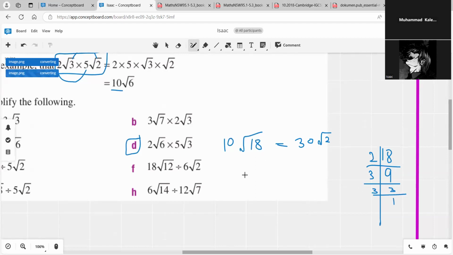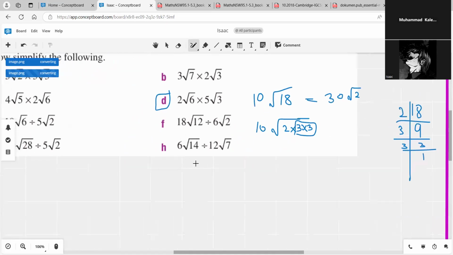So 18 can be written as, I'm just changing its format, 2 times 3 times 3. Right? So the 3, this square will be taken outside the square root. So 10 times 3 will be 30, 30 root 2. So I did it directly here. I hope now you understand it. Do you? Okay, let's solve the H part and try to solve it.